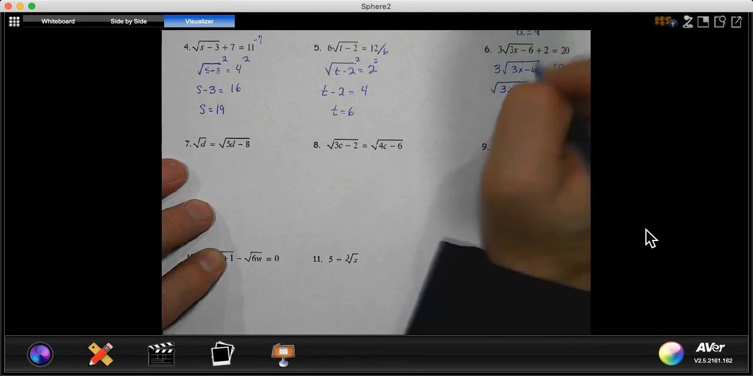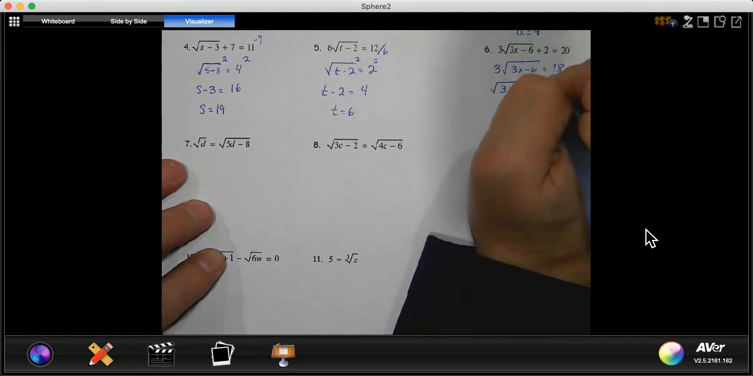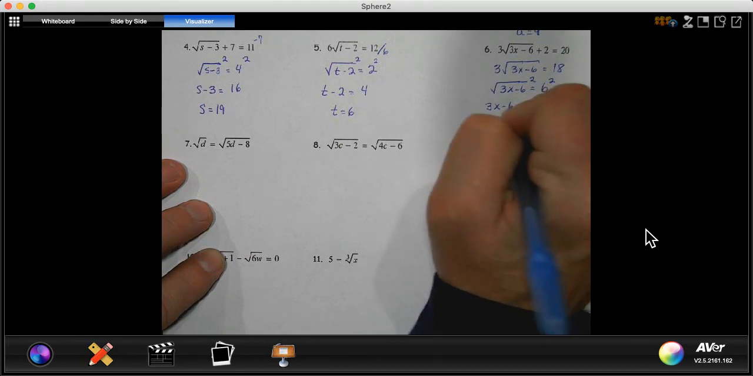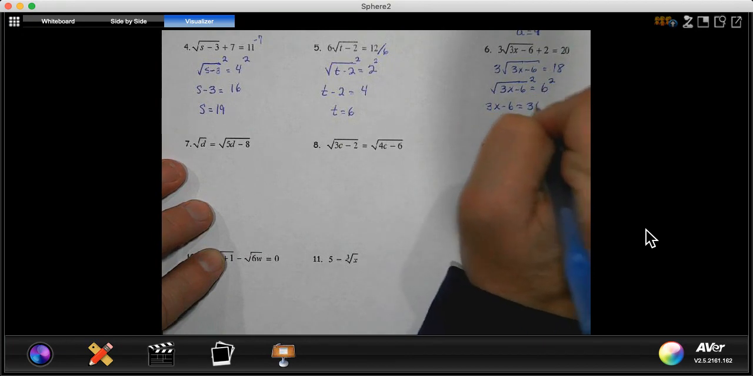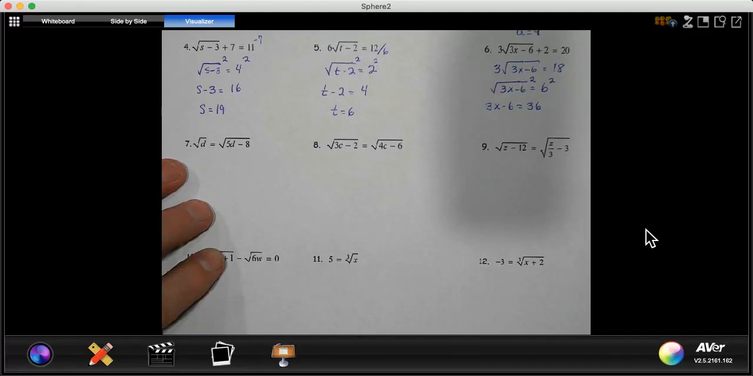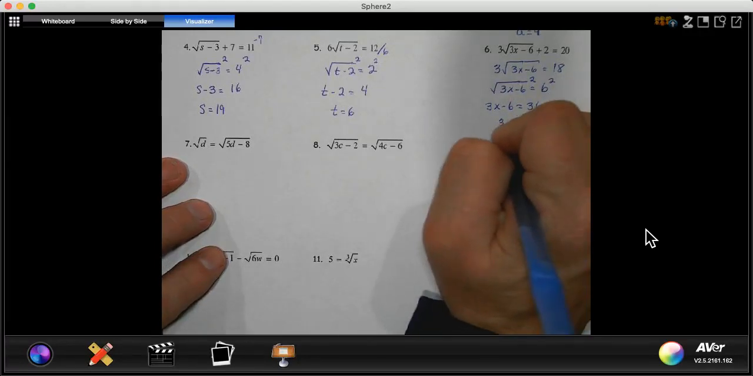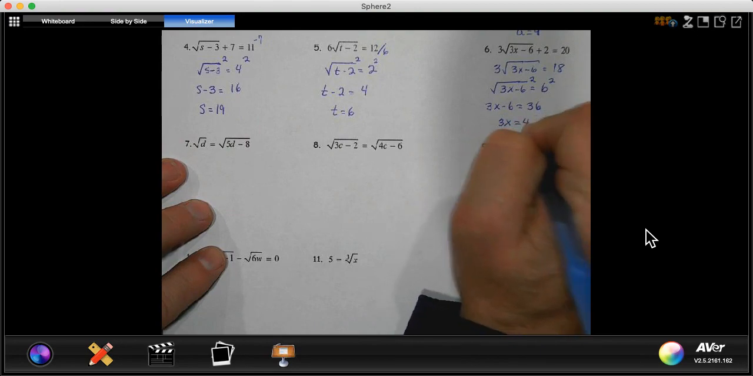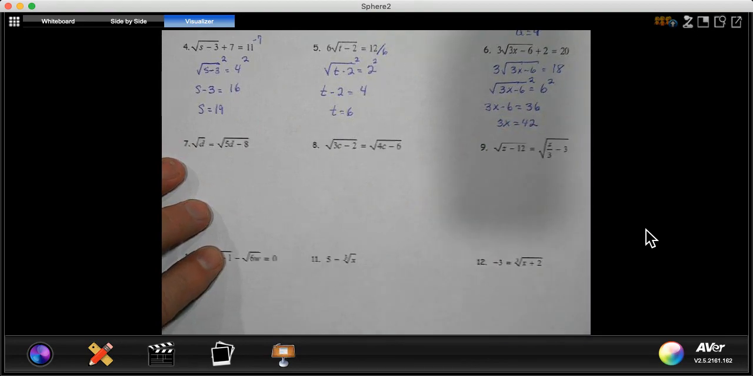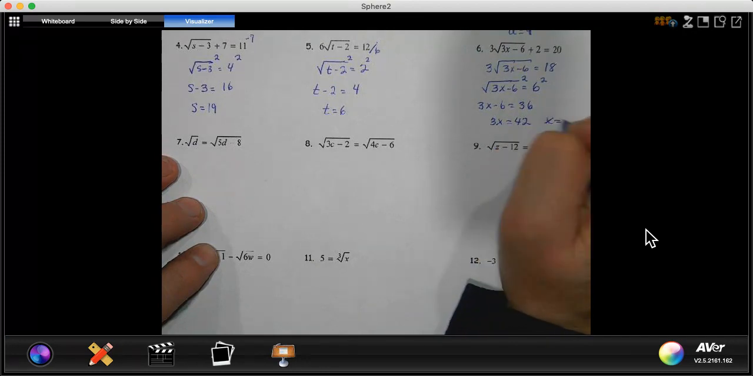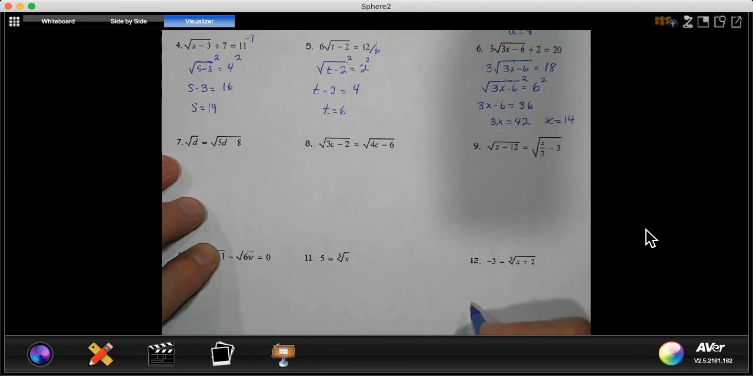Now we're going to square both sides. So the left side is 3x minus 6, and the right side is 36. Now that the root is gone, we just solve it like normal. Add 6 to both sides, so 3x is 42. Divide both sides by 3, and that gives me x equals, I think, 14.